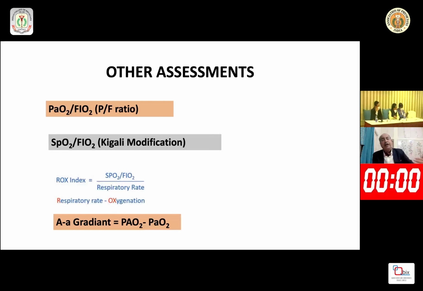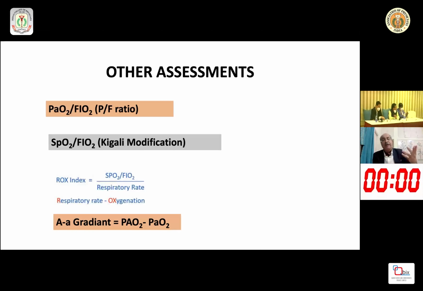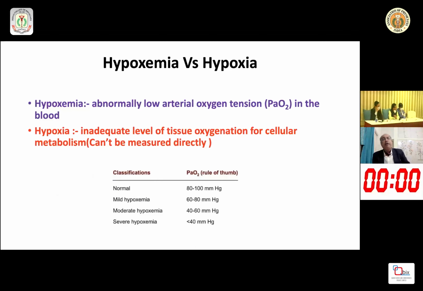Similarly, alveolo-arterial gradient calculation at the bedside is key to finding out the cause of hypoxemia, whether it is primary hypoventilation or VQ mismatch. That's how, immediately, straight away, you are able to know in patients, and then you try to find out along with dead space measurements. Hypoxemia versus hypoxia is another thing which comes up.